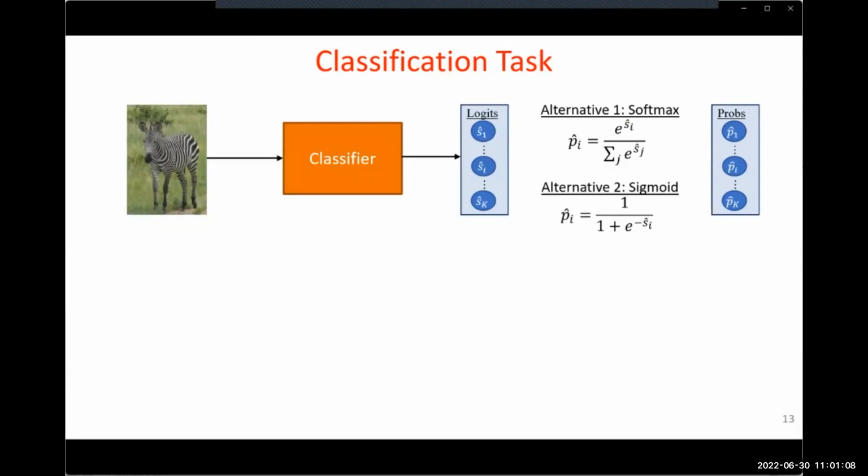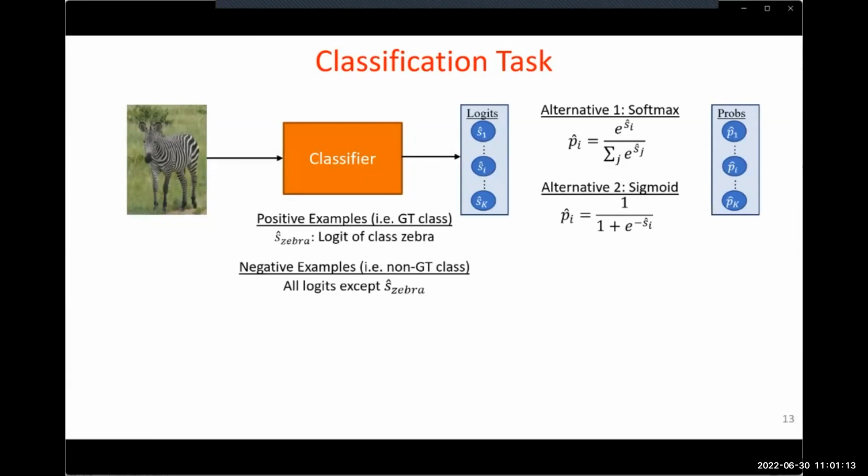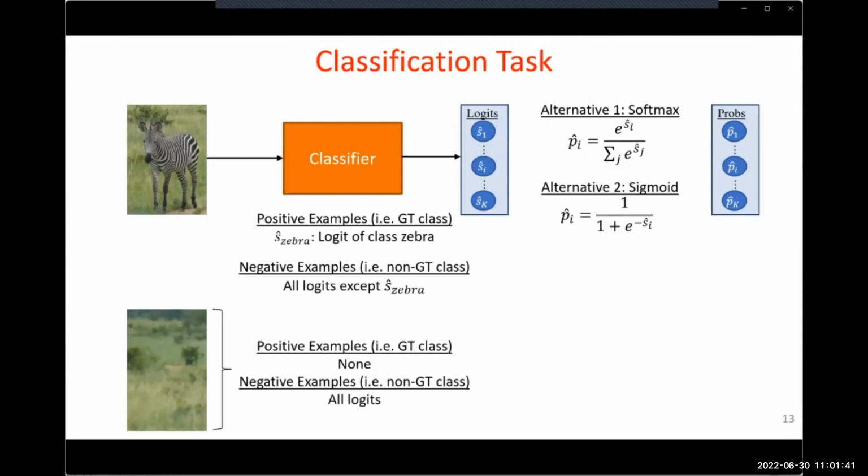Throughout this part of the tutorial, I will refer to the ground truth class logit and output as the positive example, the output to be maximized, and the remaining non-ground truth classes will be negative examples. Accordingly, in this image, the zebra output corresponds to the positive example, while all others belong to the negative class. Besides, if an image does not contain any of the ground truth classes, then all the logits will be regarded as negative examples.